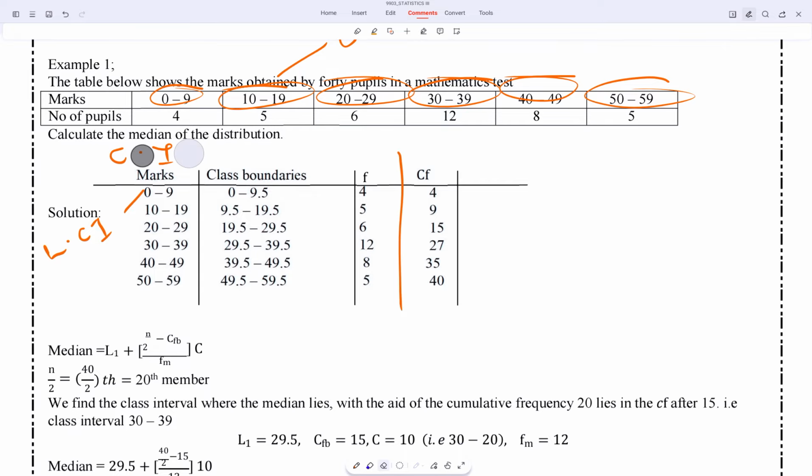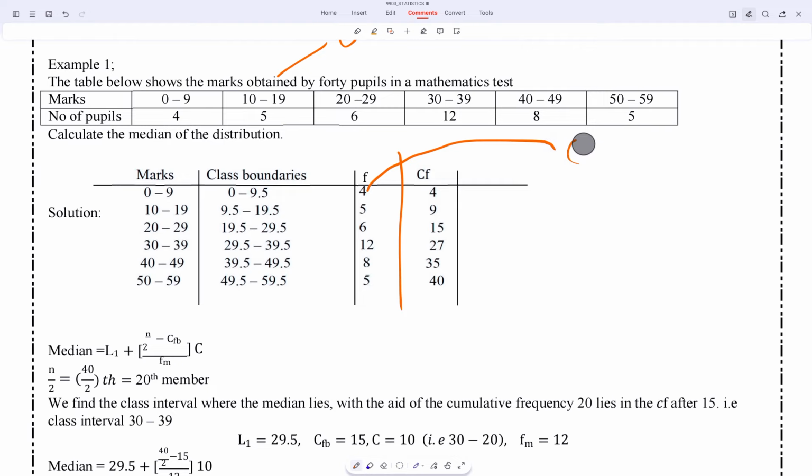All right, so now that we've gotten our class boundary, the next thing, we have our frequency. They've given us the frequency already: 4, 5, 6, 12, 8, and then 5. Do you see that now? They've given us that already. So let's get our cumulative frequency. How do we get cumulative frequency? To get cumulative frequency, the first number here is 4. So this is 0 plus 4, and that's how you got this 4 here.